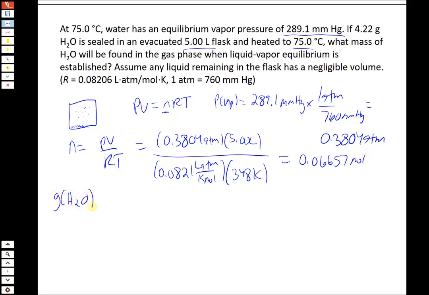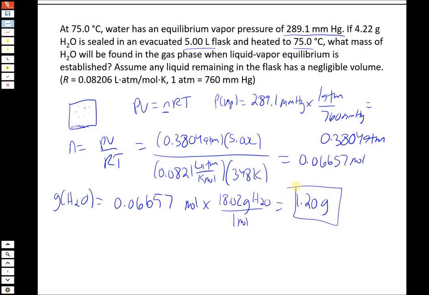And then what we're going to do is calculate the grams of water in the gas phase, which is what this is asking for. So we're going to take that amount of water in moles, and use the molar mass of water, which is 18.02 grams per mole. So when we multiply that by 18.02, we'll get the mass of water in the gas phase, which is 1.20 grams. I think this is a multiple choice question, and that was one of the choices there.